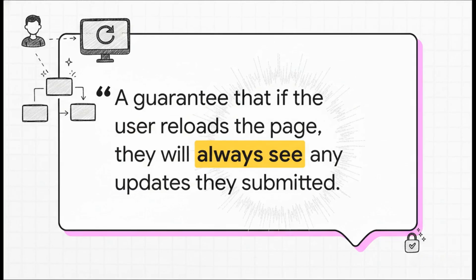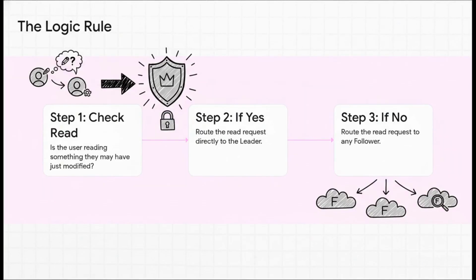Period. We need to make sure you get that immediate confirmation that what you did actually worked. So how do we actually pull this off? Well, we introduce a really simple but super powerful routing rule. Let's go back to our mental diagram.